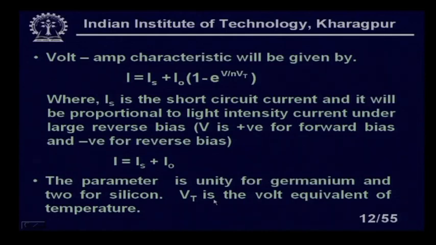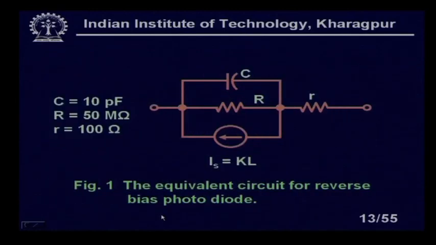The parameter eta, I should write here eta, is unity for germanium and 2 for silicon. Okay. This is not N, please note eta. And Vt is the volt equivalent of temperature, right. Now, this is an equivalent circuit of a reverse bias photodiode. You see, we have one capacitance, we have a current generator here, C equal to 10 picofarad, R is quite large, 50 mega ohm, and there is a small resistance R equal to only 100 ohm.